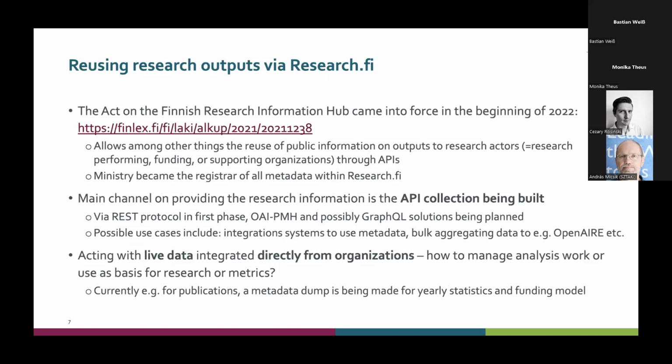Coming to my last slide, I'm trying to keep it brief. This is really about the reusing of the research.fi information.